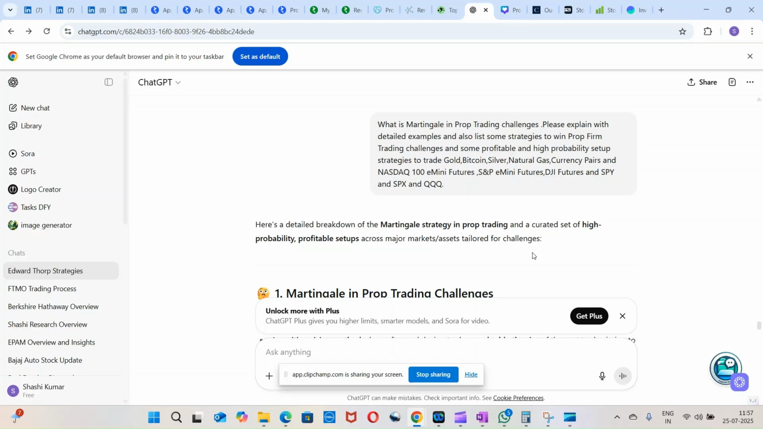asset classes. And generally, when you go for prop firm challenges, these are the asset classes you'll be trading in, like gold, Bitcoin, silver, currency pairs, Nasdaq 100 E-mini futures, S&P mini futures, and Dow Jones futures. So that's what you'll be trading in. So we will see some of the highly profitable and high-probability winning setups and strategies for these particular asset classes today.